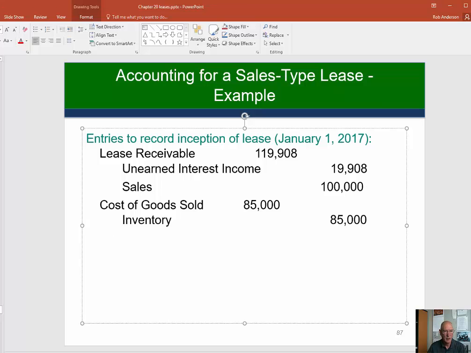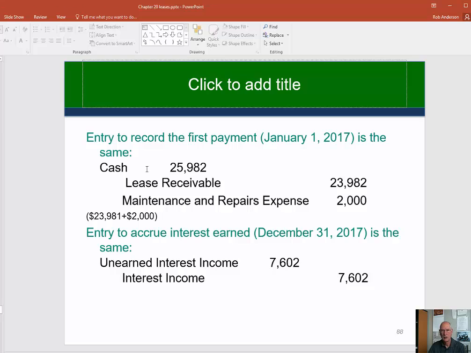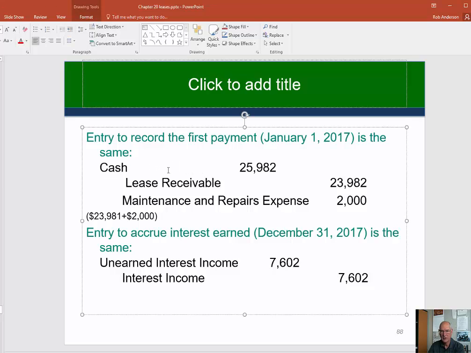Now, when we go to get our first payment, I'm just going to move this over here. Notice that this is our cash debit, our lease receivable credit, and our maintenance and repair expense credit. So this is the same set of journal entries that we used for a financing type lease in the previous example. So notice that this is not different because the essence or the underlying concept of the lease is the same. It's just that the dealer earned a $15,000 profit off the top.